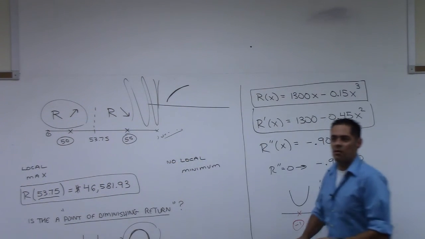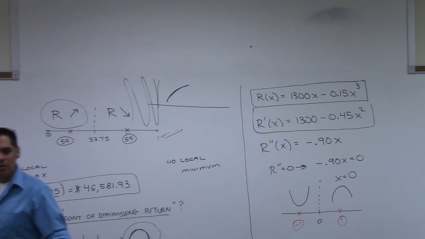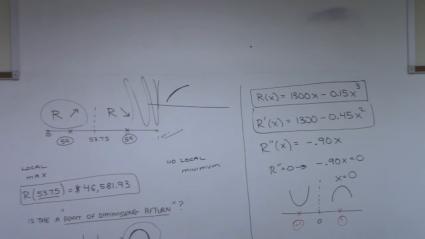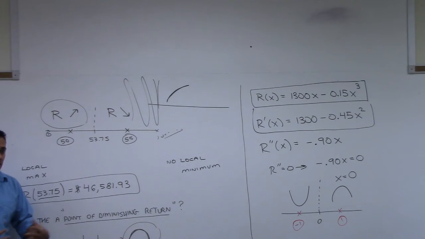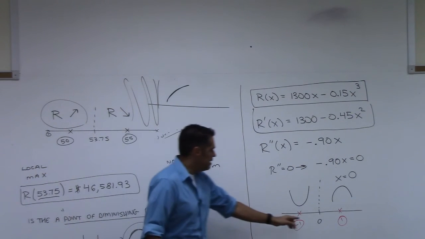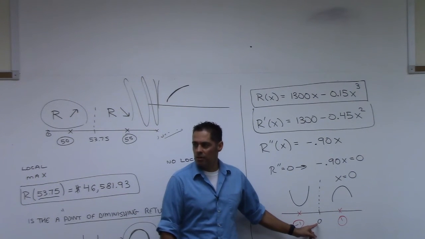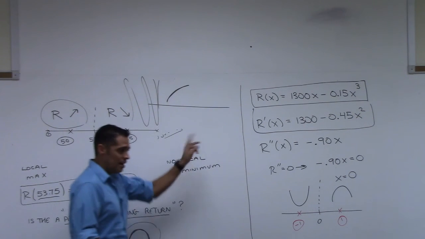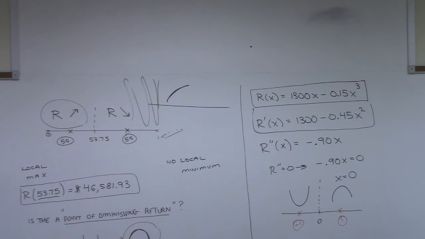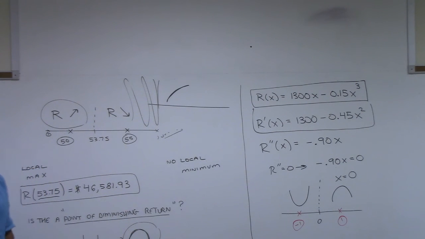Why doesn't it exist over there? Well, x is negative, right? Negative demand, what does that mean? So when you look at this, you have to take into consideration where you are in the graph. What if this would have said 10 instead of 0? Then we would have had a point of diminishing return, because 10 is within 0 to 70. So this is a little bit tricky. We almost met the requirements, but because of where it was, we can't call it a point of diminishing return.